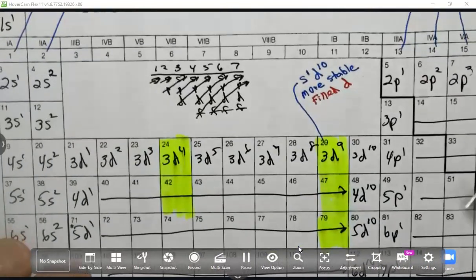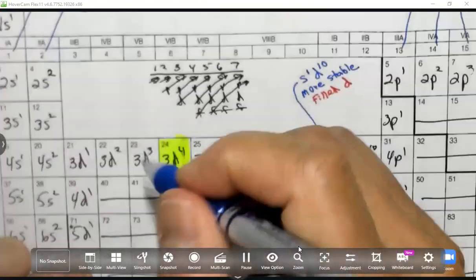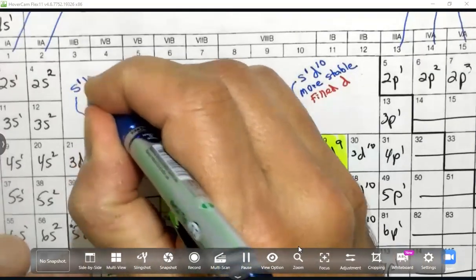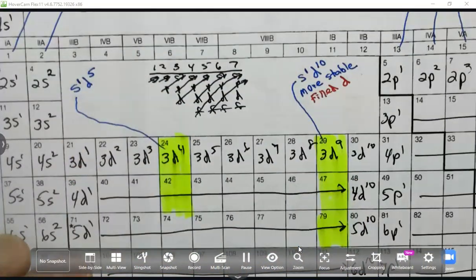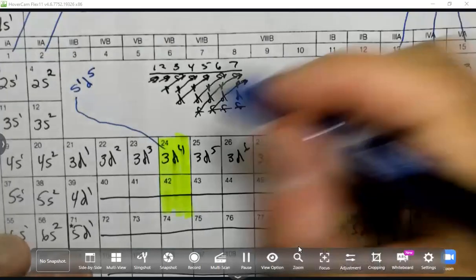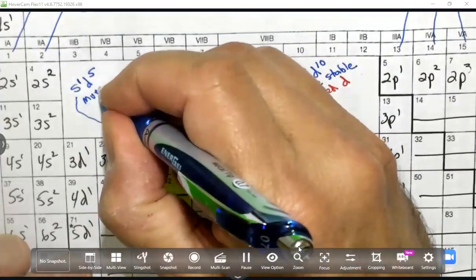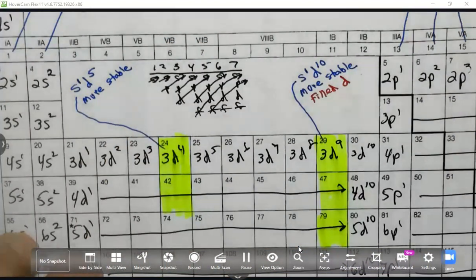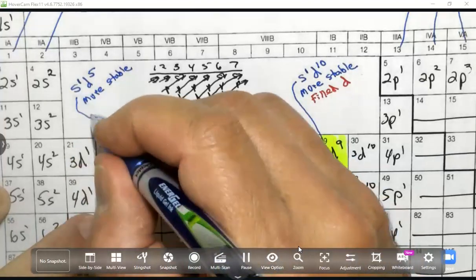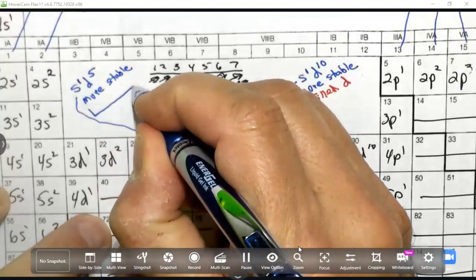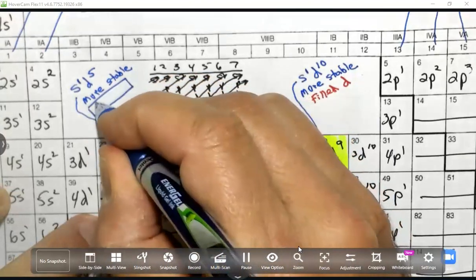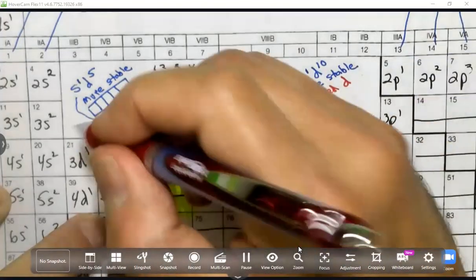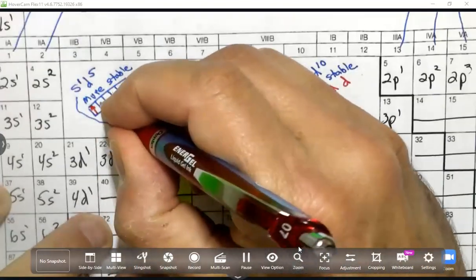And these two over here are really S1 D5. Well, you might say, okay, more stable, but how? It turns out that this half-filled D is really stable: 1, 2, 3, 4, 5. This is according to Hund's rule.